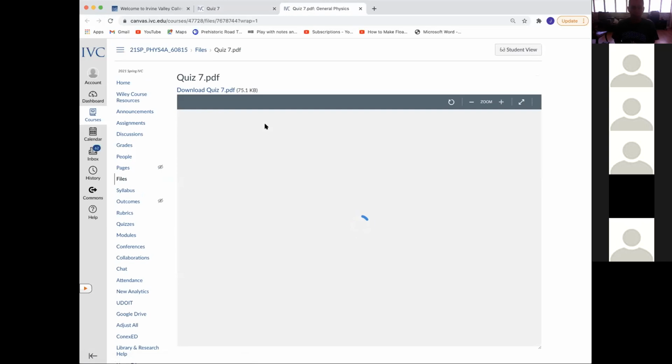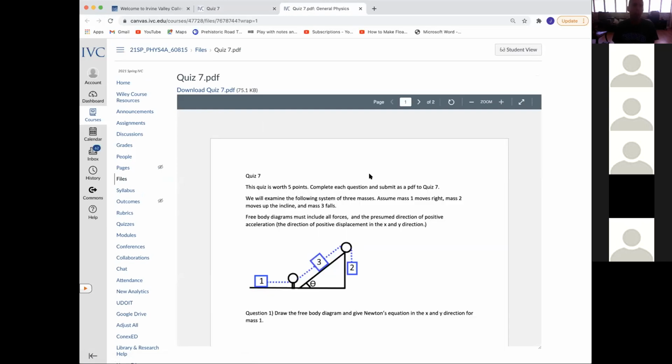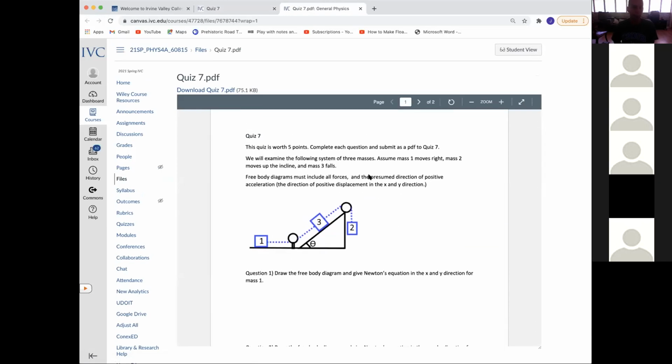I'm going to go through it right now with you and answer these questions. And it's worth 5 points. Get it in, print it out, draw the free body diagrams, write the equations, and get it back to me. But as I said, I'm going to go through it right now. So I'll give you guys a second while I'm opening it to grab some paper, and we'll talk about these things.